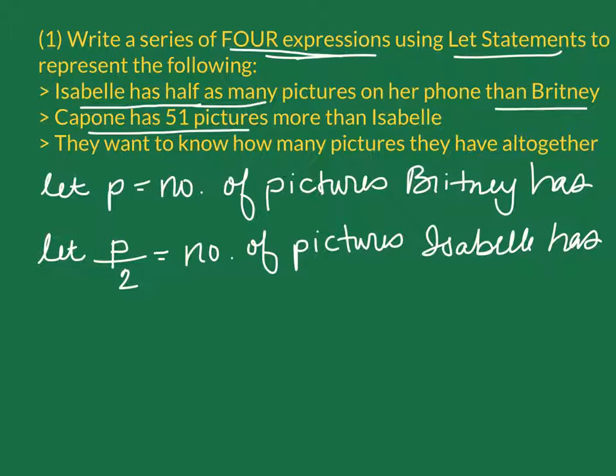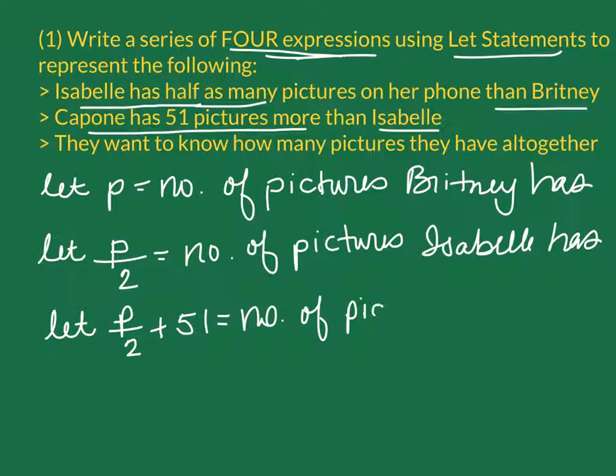And it says Capone has 51 more than Isabel. So we start with the number that Isabel has, which is P divided by 2. 51 more means we're going to add 51 to this. And that's the number of pictures Capone has.